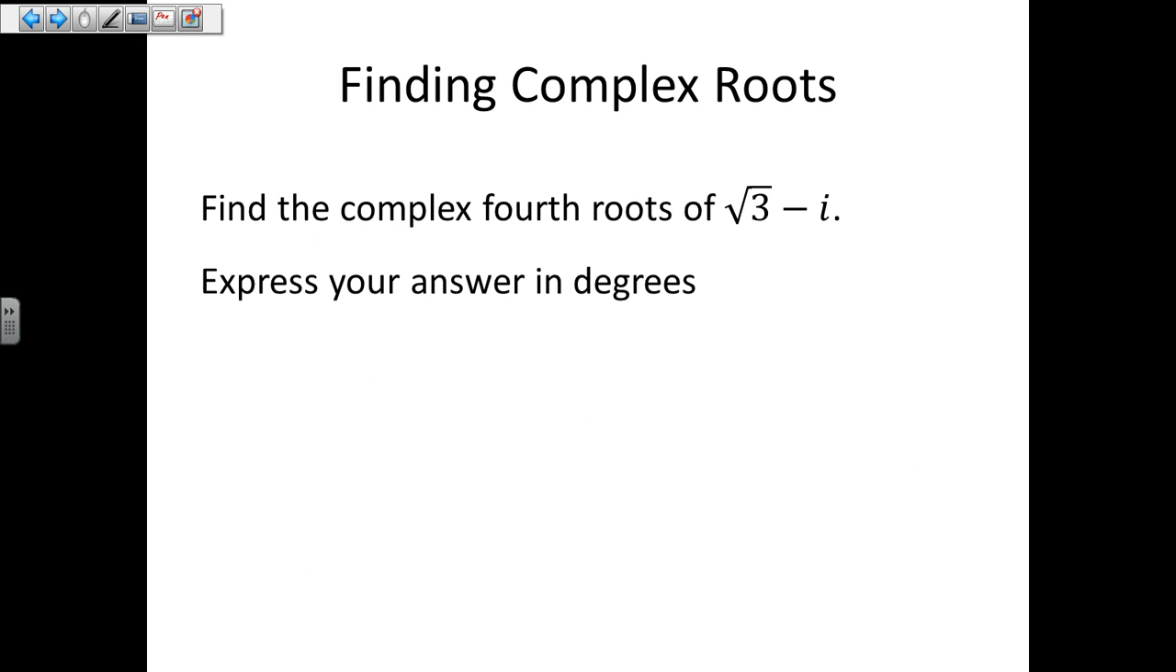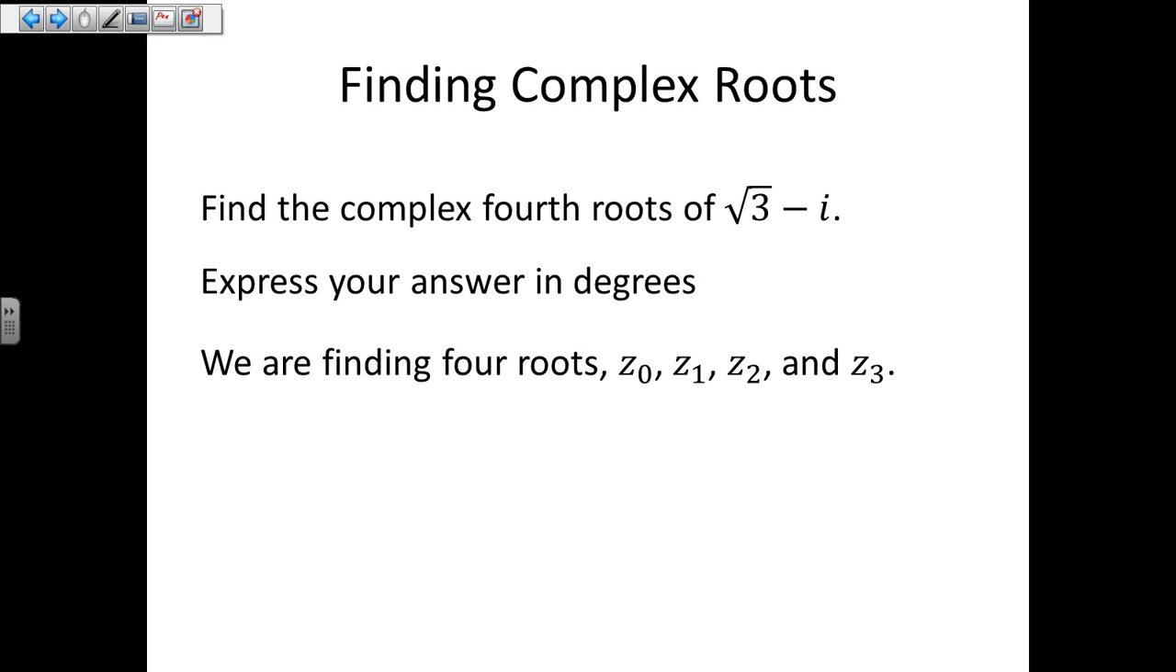Okay, so let's find the complex 4th roots of the complex number square root of 3 minus i. Now, we're going to express our answer in degrees. Why degrees? Because that's what the homework says. If it doesn't say express your answer in degrees, then go ahead and express it in radians. But this one says to use degrees.